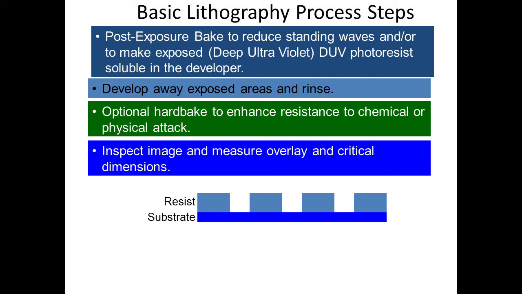For this type of baking, the soft bake and post exposure bake, the temperature is like 40 degrees, not more than 80 degrees, especially for the post exposure bake. The reason is that you want to take off more solvent from the photoresist, and also to reduce the standing waves for the next process. Then after the post exposure bake, you develop.